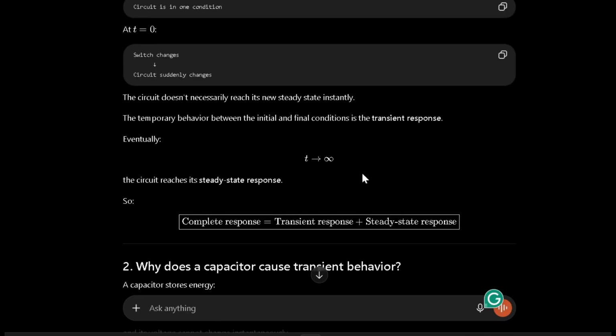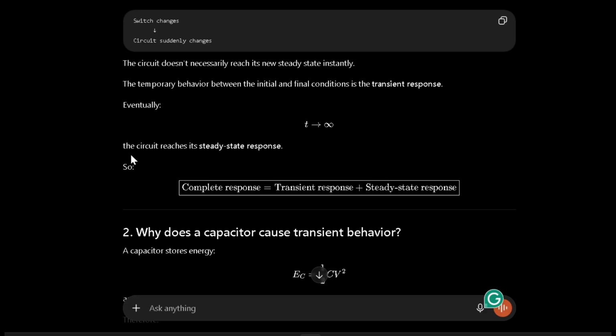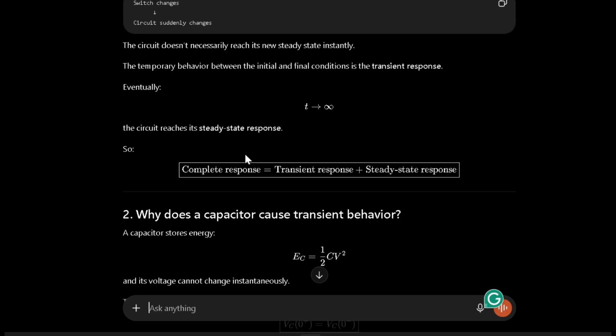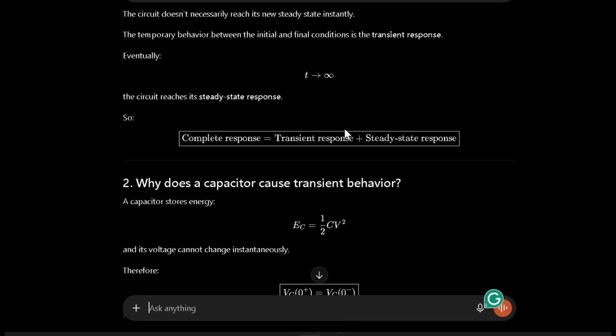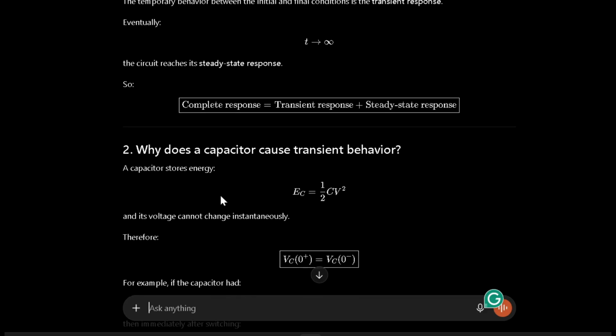Initial conditions we will see later, but in between the initial and final conditions, we call it a transient response. The circuit reaches its steady state response, so complete response equals transient response plus steady state response. After the transient response, it gets to a steady state, meaning it doesn't change again. It gets into one value, one state.